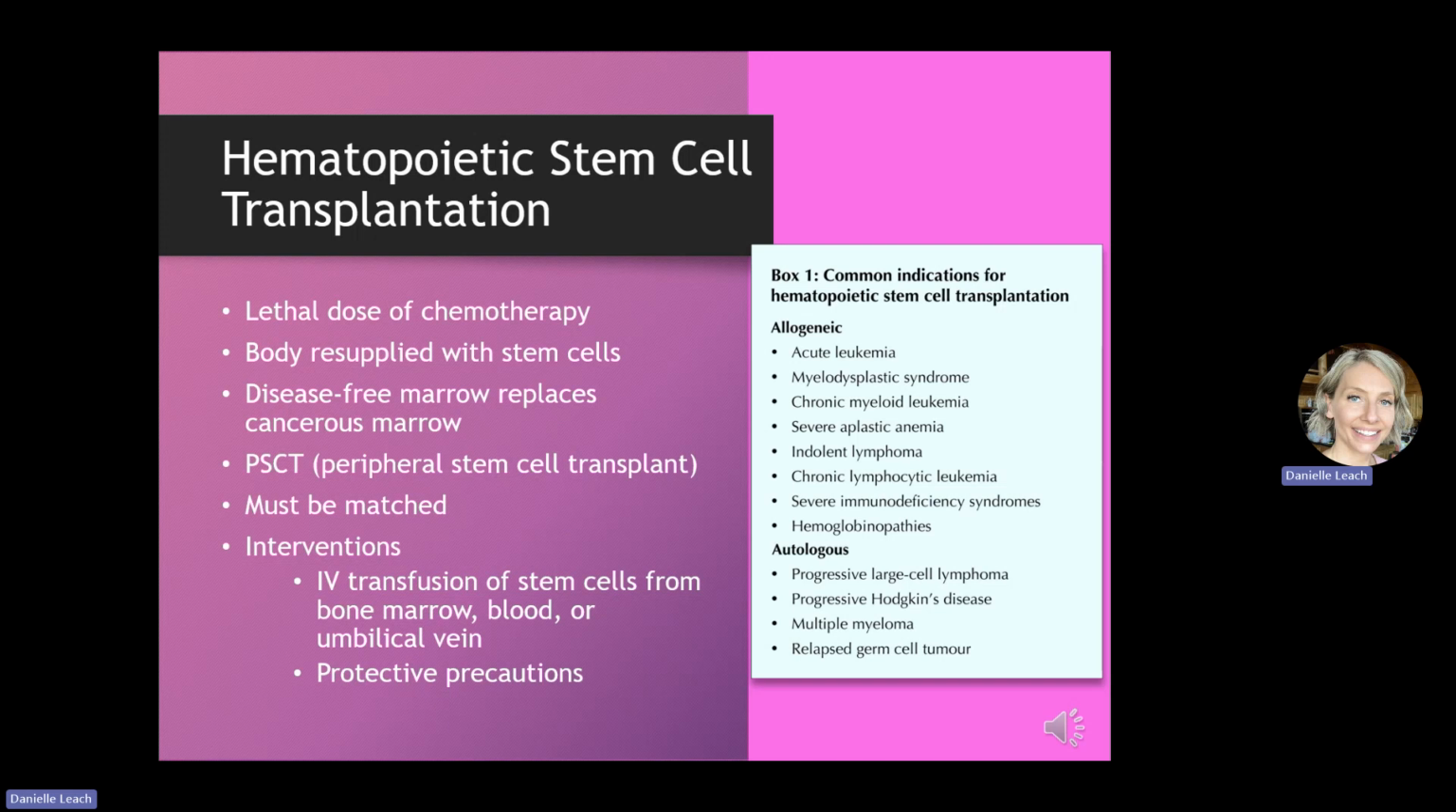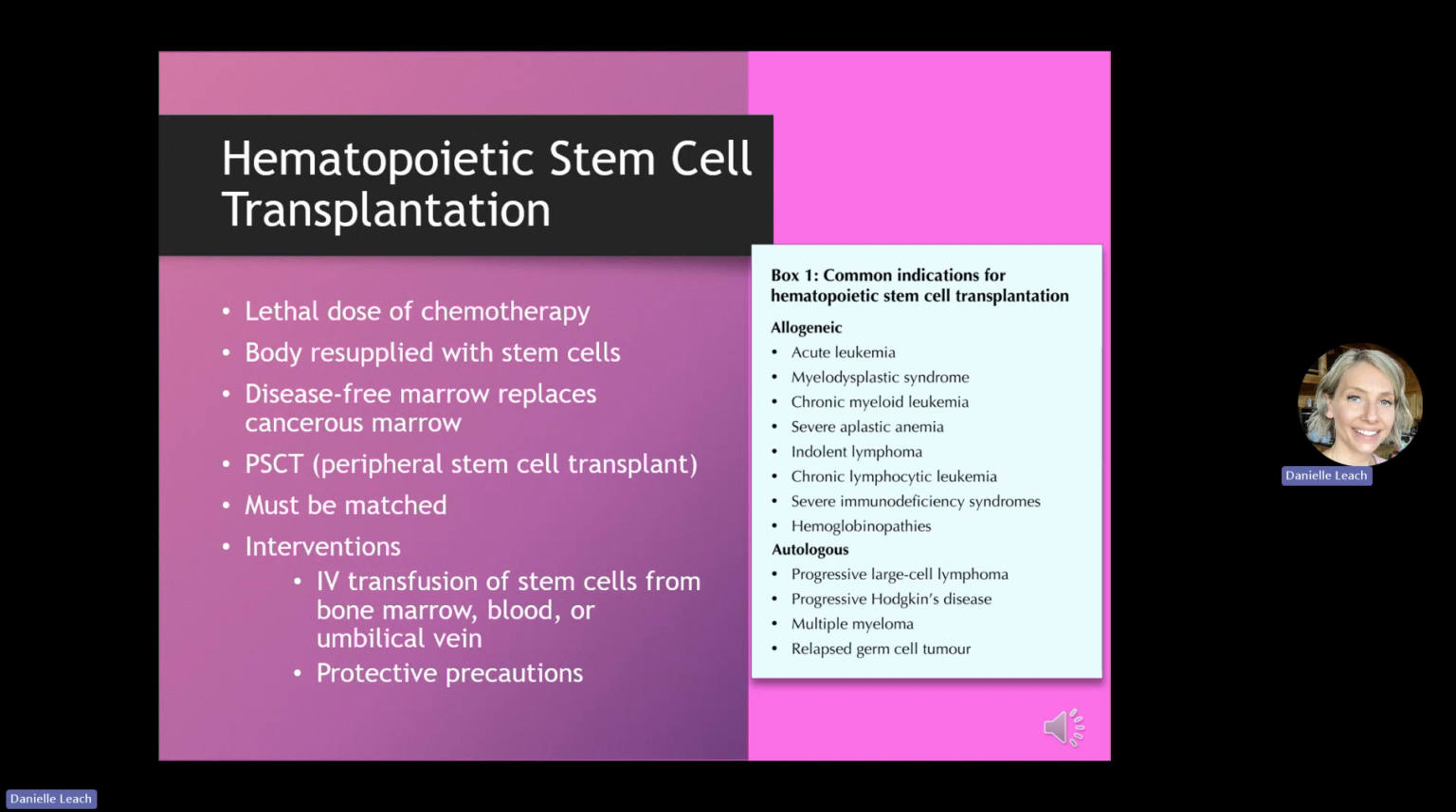But we can get these stem cells sometimes from the own patient themselves through a peripheral stem cell transplant, where basically it's sort of like giving blood and they can collect the stem cells from the blood with a special machine. Also, we can take bone marrow from a donor or even from the umbilical cord. And in these instances, of course, it has to be matched, just like with organ donation.